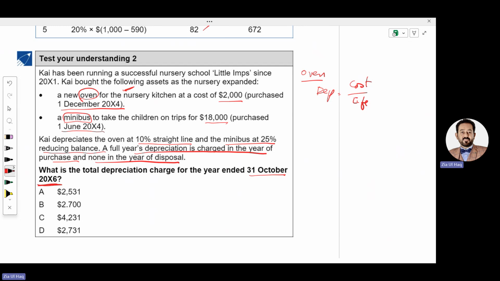So simply how will we calculate depreciation? Cost into rate. What is cost? 2000 into rate, how much? 10%. So 200 is the depreciation for year 20x4. We need to calculate depreciation for 20x6. So the same depreciation even for 20x6, 200.